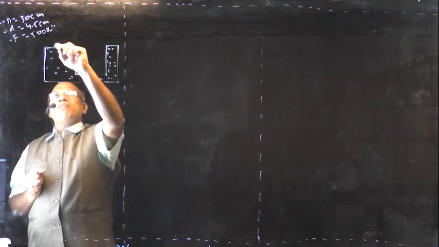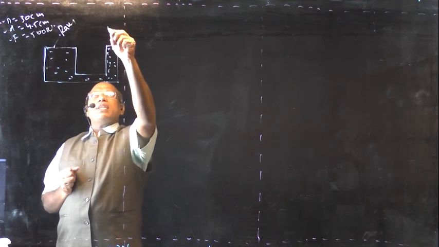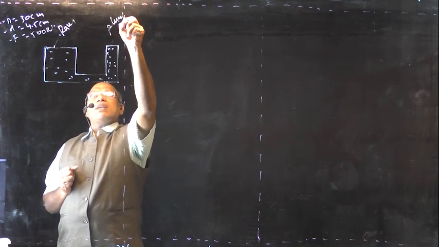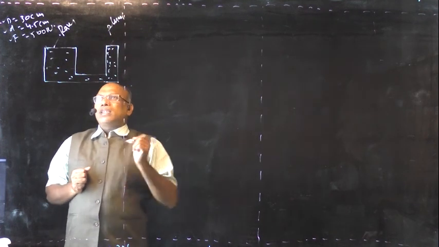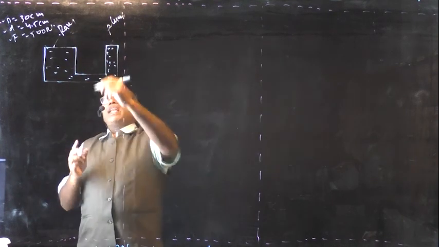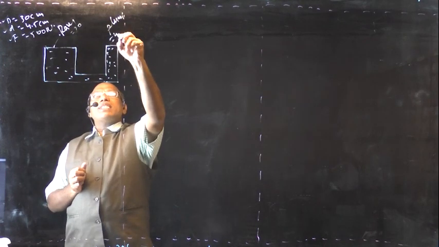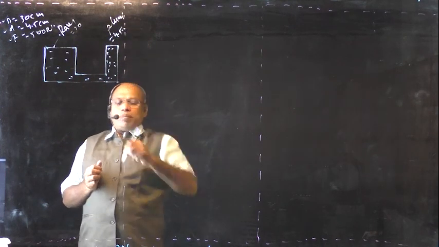This is the ram, this is the plunger. The diameter of the ram is given, that is equal to 30 centimeters. Diameter of the plunger is equal to 4.5 centimeters.